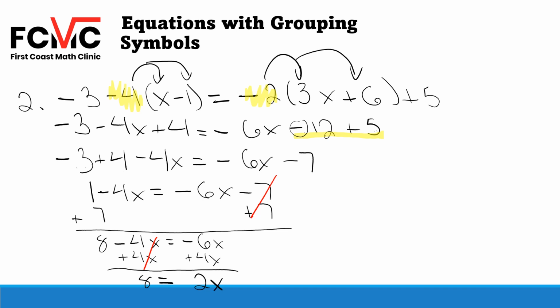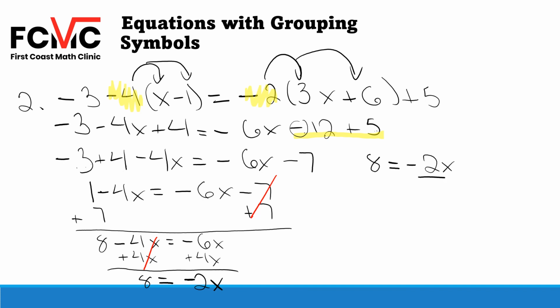We're adding two numbers of opposite signs, so I'm going to take the difference. Difference between 6 and 4 is 2. 6 is larger than 4, so I'm going to keep that sign, so it's going to be negative. I'll rewrite this up here, so I get 8 equals negative 2x.